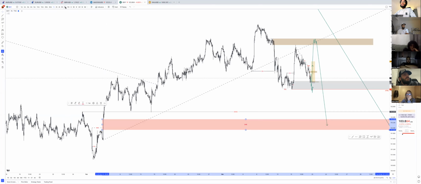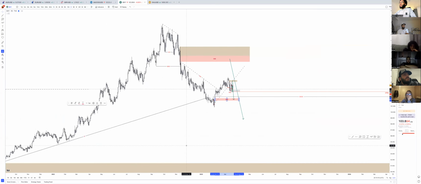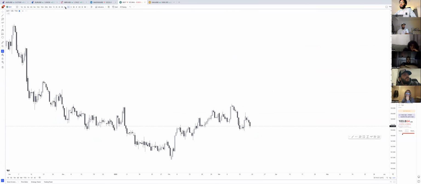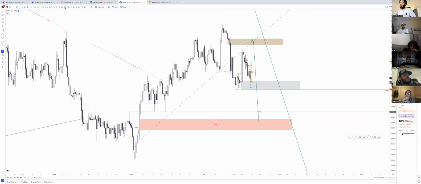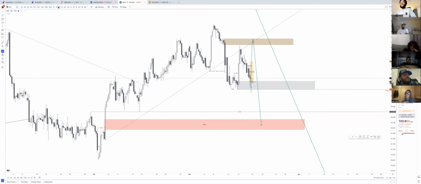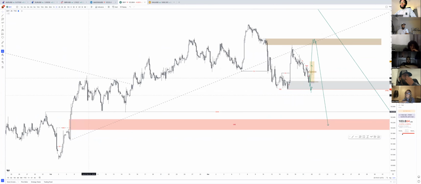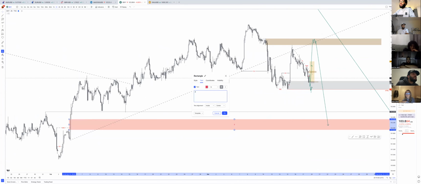Okay, I believe I drew that on a daily. That's why it's like that. Or did I do it on a 4-hour? Let's look for it. Okay, I need to start labeling it. 2-hour perhaps. Yeah, I think I've done it on the 2-hour. So this is a 2-hour imbalance.